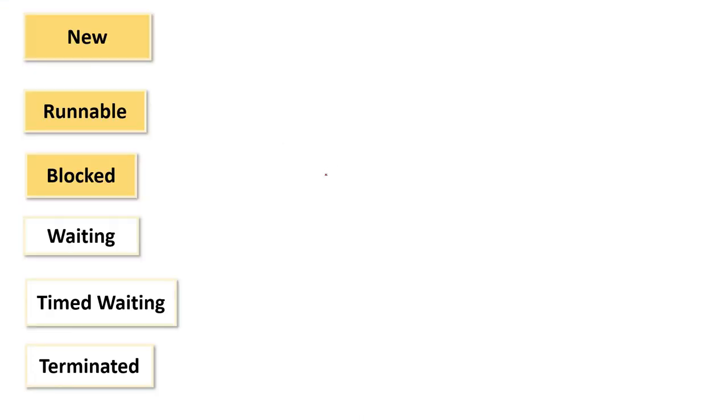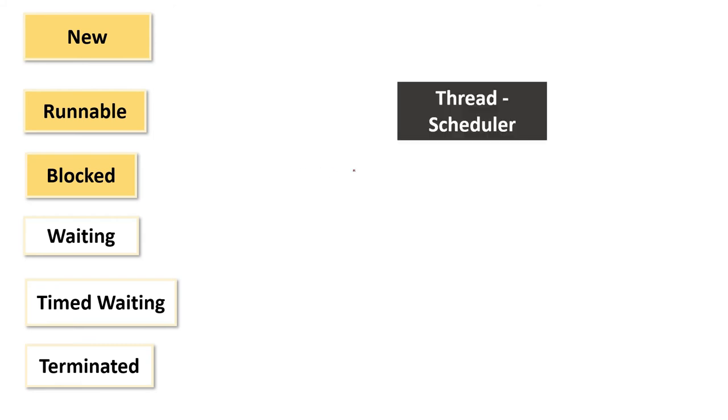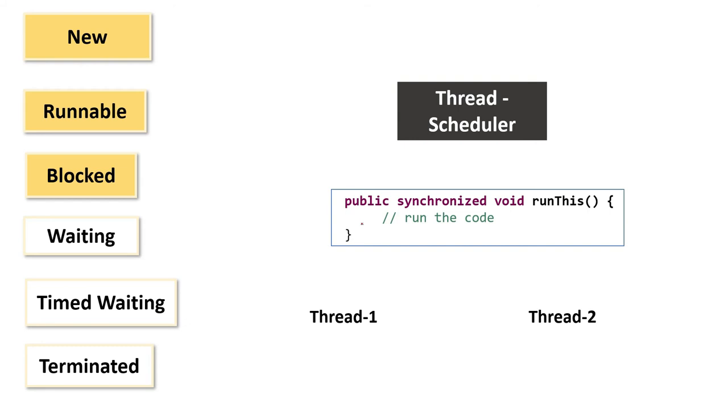A block state means where the thread is waiting for a monitor lock to enter a synchronized block or re-enter a synchronized block or method. So now take one example. We have a thread scheduler where thread 1 and thread 2 are running. And for both thread 1 and thread 2, the run method has the same implementation. And they have to implement one method inside the run, which is actually a synchronized method.